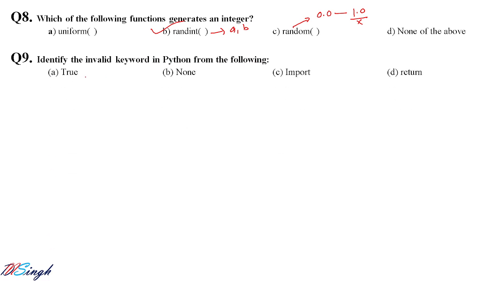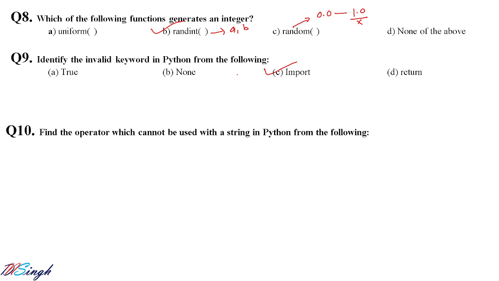Identify the invalid keyword in Python from the following. Let us see. Invalid keyword. True cannot be invalid because true is a valid keyword. None cannot be invalid, it is a valid keyword. Return is also a valid keyword. Import is not a keyword in Python, so that we are going to see here. Import is an invalid keyword in Python.